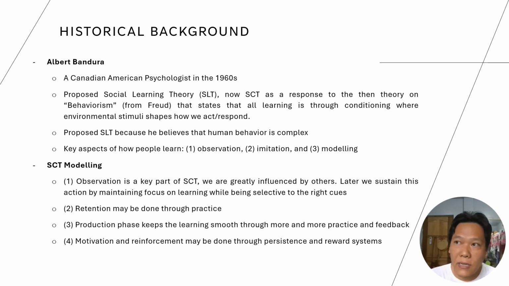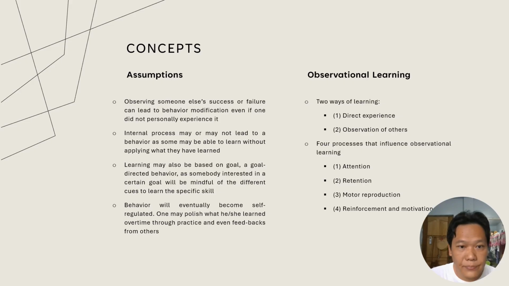So retention may be done through practice later on, and then the production phase keeps the learning smooth through more and more practice and feedback. Motivation and reinforcement may be done through persistence, and a reward system can also play a vital role. So, what are the assumptions of these concepts?